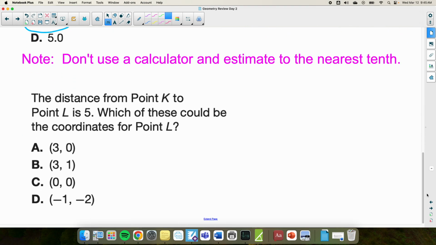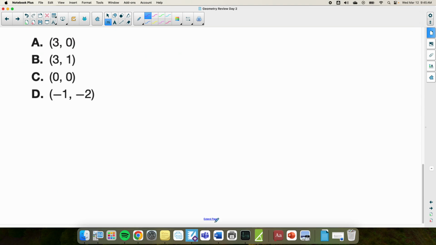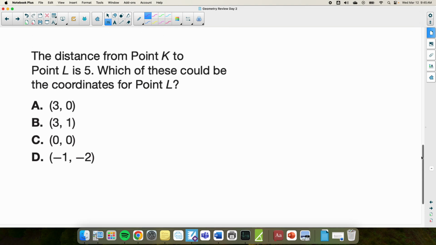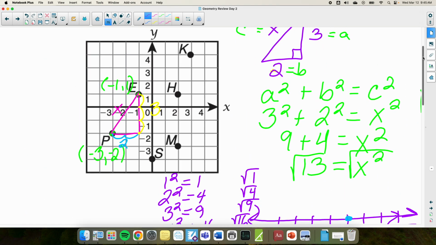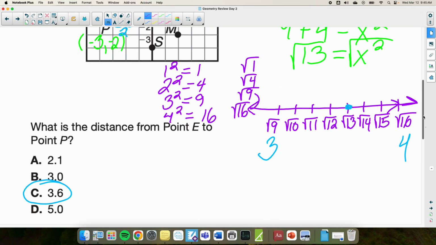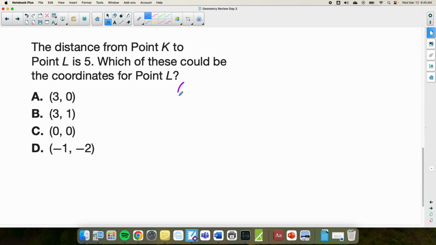Okay. This one says the distance from point K to L is 5. Which of these could be coordinates for point L? Okay. So point K, we're using the coordinates from up here. Point K is over 3, up 1, 2, 3, 4. So it's 3, 4. So we're going to take that 3, 4, and our distance is 5.